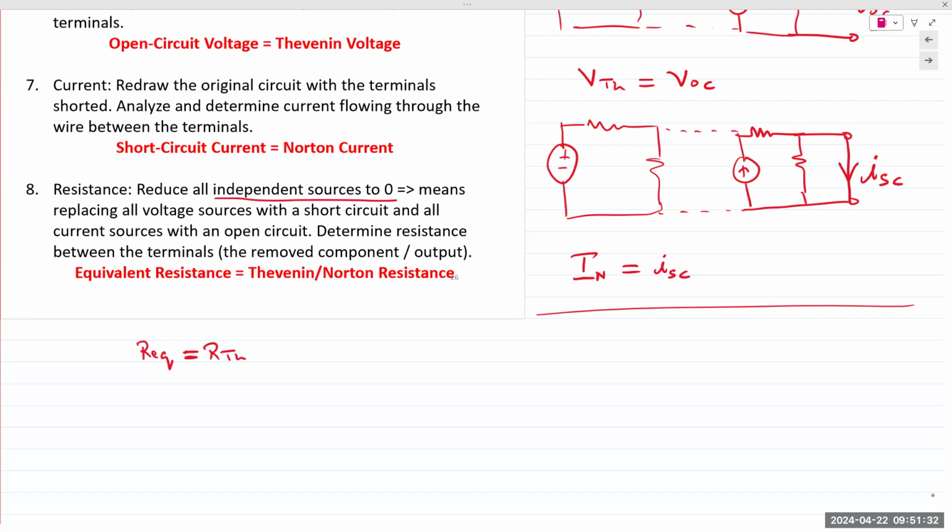Again, as I stated earlier on the first day of class, and I stated on the previous class also, this is a 30-point problem in the final exam. I'll ask you to find the Thevenin voltage using a particular technique. I will ask you to find the Norton current using a particular technique. And I will also ask you to find the Thevenin resistance. Okay, yes.